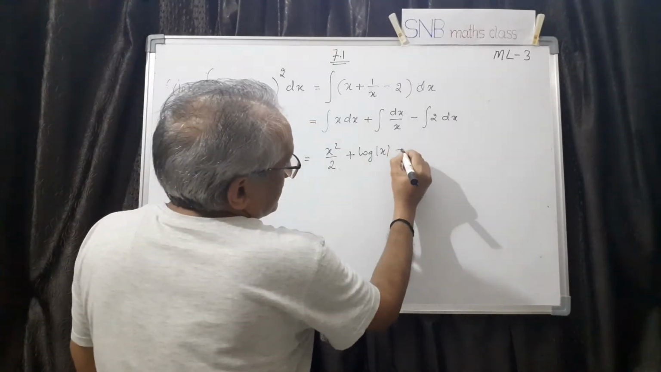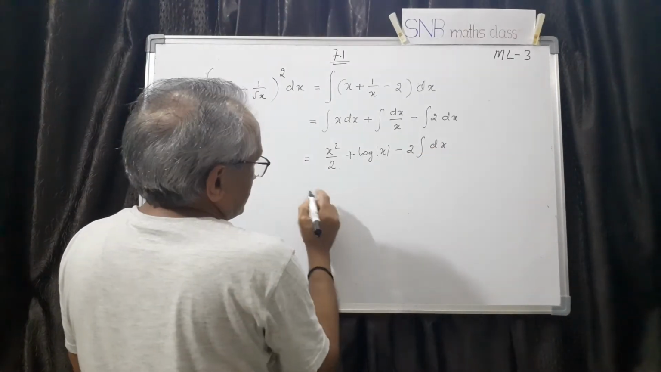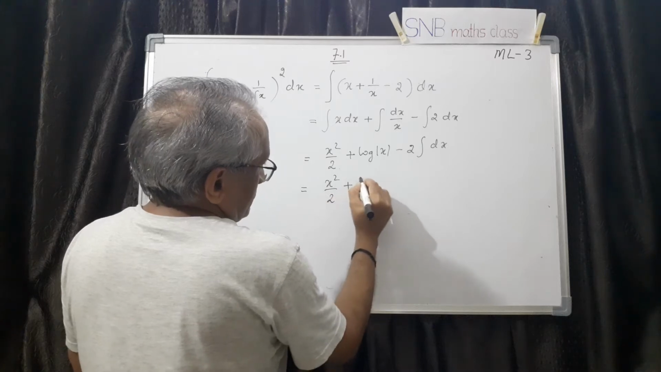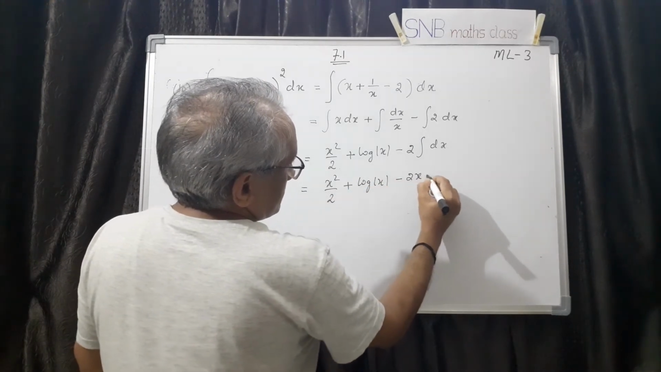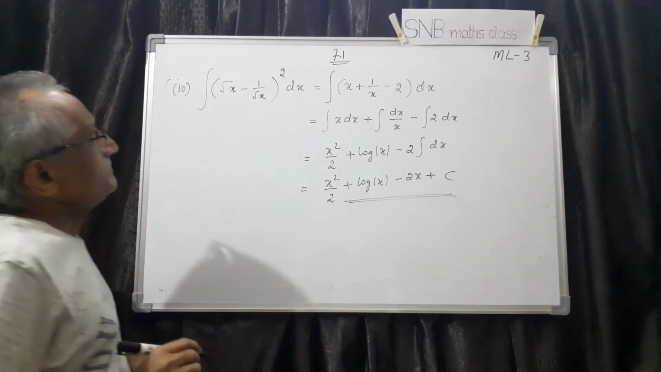Then here you see you can take 2 common, then integration dx. Integration dx is x. So the final answer is x square by 2 plus log of mod x minus 2x plus c. So this is the final answer.